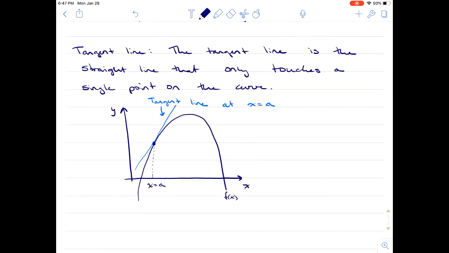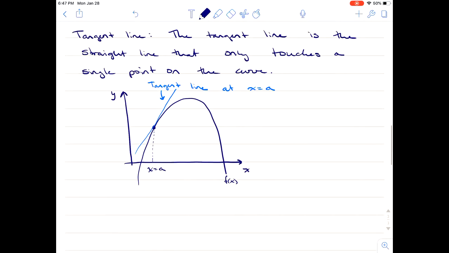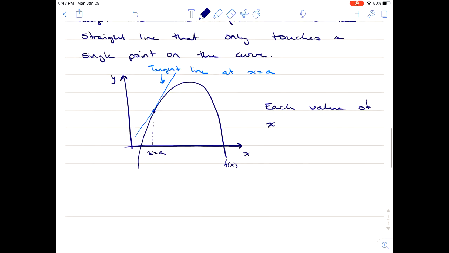Why do we care about the derivative, which is the slope of the tangent line? The slope of the tangent line is the rise over run. We kind of know that, the slope. But it's telling us how quickly things are changing at that point. And so each value of x will have its own tangent line.